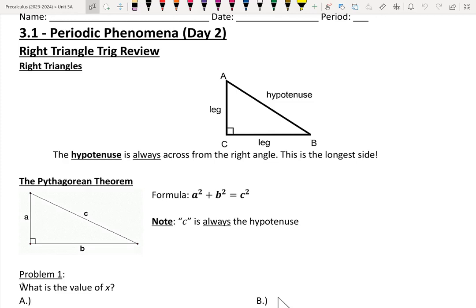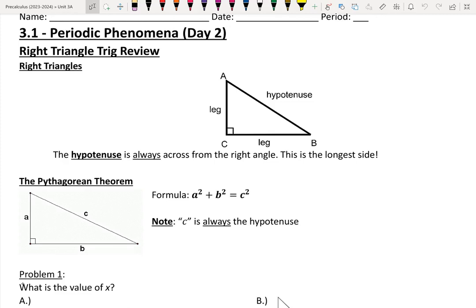Eventually we'll get into our unit circles. That is based off of right triangles. Everything that we do is based off of right triangles and the trig ratios that we get from those right triangles. Now, to start out, we want to review our right triangles.